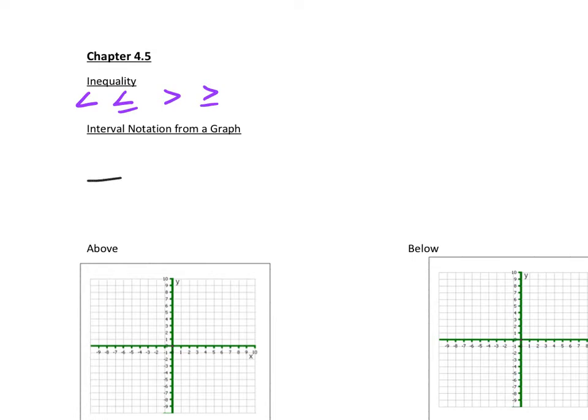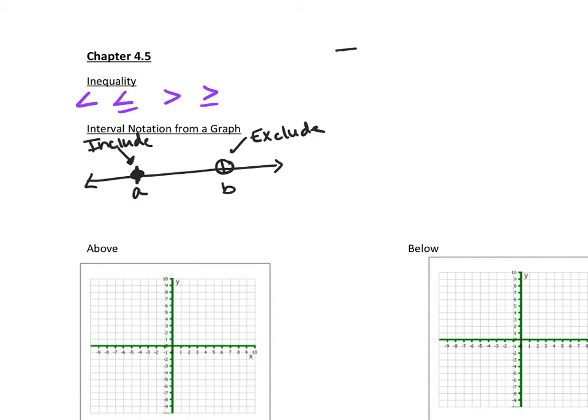When you draw this on your number line, you need to remember that at certain points, so we have this point A, we can either include, which would show a closed circle at A. We have a point B, or we can exclude, which would show an open circle. So a closed circle means to include, and an open circle means to exclude. From interval notation, when you include, you're always going to use brackets. And if we exclude, we always use parentheses.